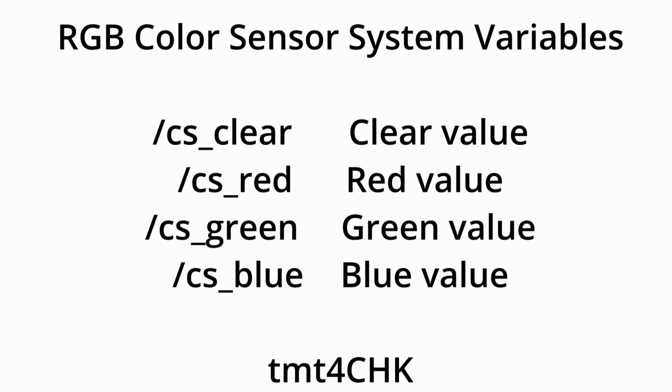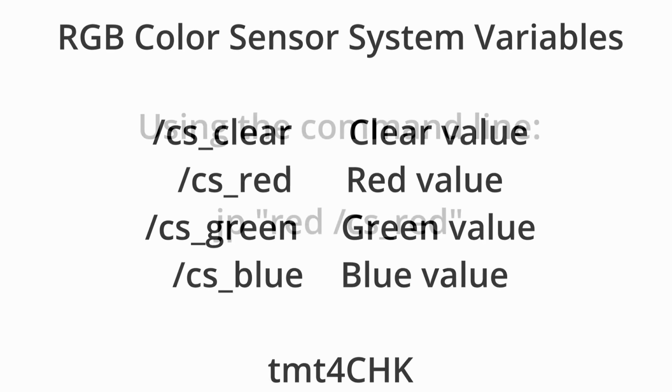The first variable is the clear variable, and this is the white light value coming from the sensor. Next, we have the red value, which is the value from the red sensor. Likewise, the green value for the green sensor, and the blue value for the blue sensor. These sensor values, red, green, and blue, have a range from 0, which means completely dark, to 255, which is the maximum value you can get for any of the colors.